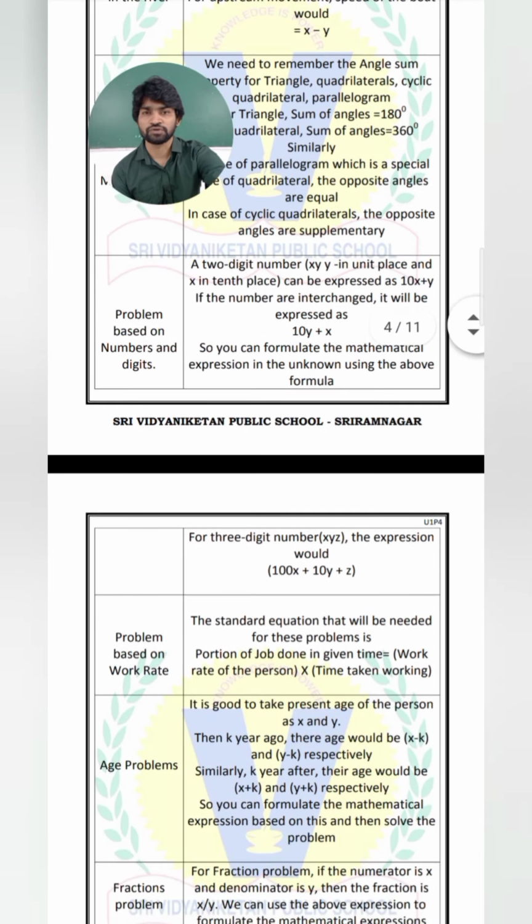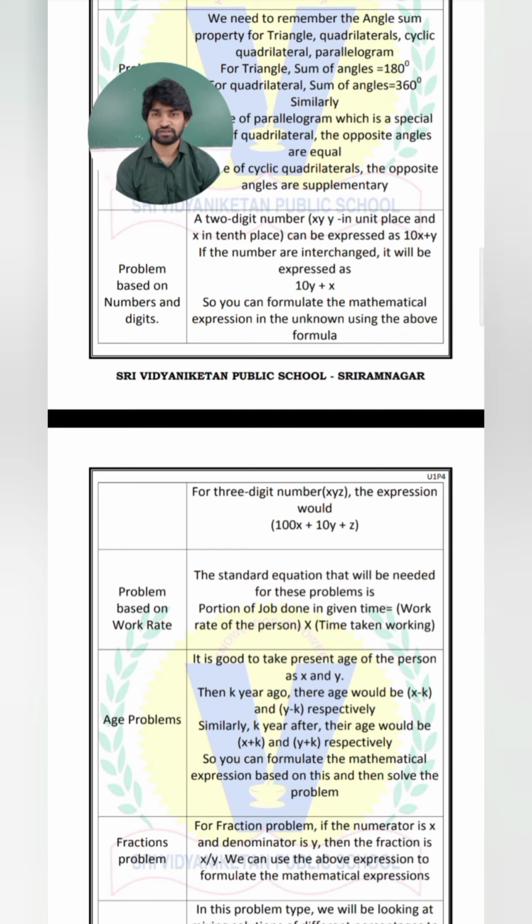Just now I told a two-digit number. If a two-digit number is xy, how will it be? In xy, y is in the unit place and x is in the tens place. If you take 24, 4 is in the unit place and 2 is in the tens place. 2 into 10 plus 4, that is 24. If xy is a two-digit number, then we can write 10x plus y.